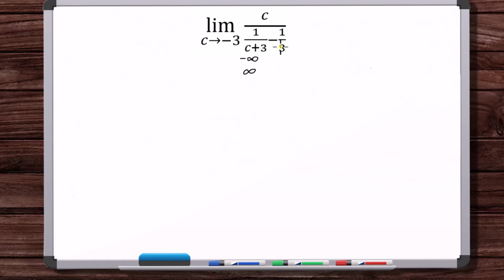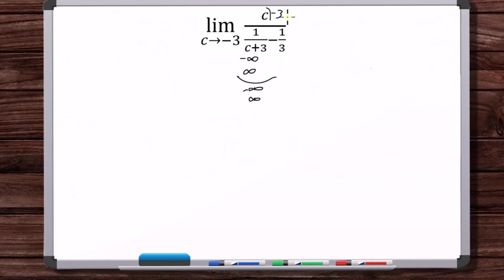So negative infinity minus 1/3 is negative infinity. Positive infinity minus 1/3 is positive infinity. So you have a negative infinity and a positive infinity as c is approaching minus 3. But now minus 3 divided by some number that's bigger and bigger in magnitude, positive or negative, is going to approach 0.